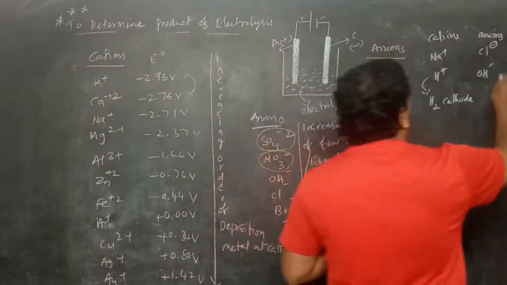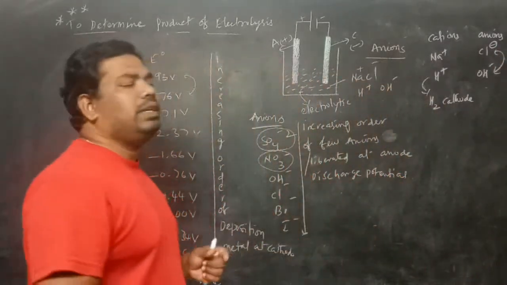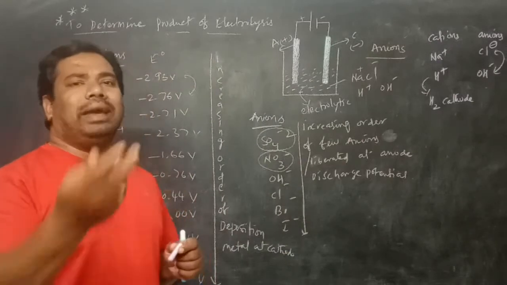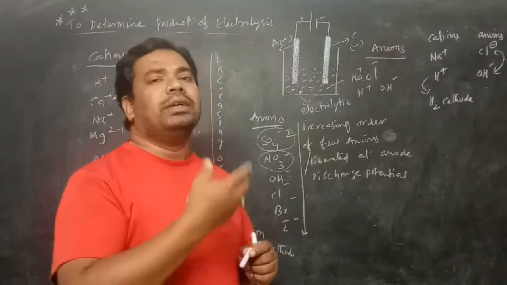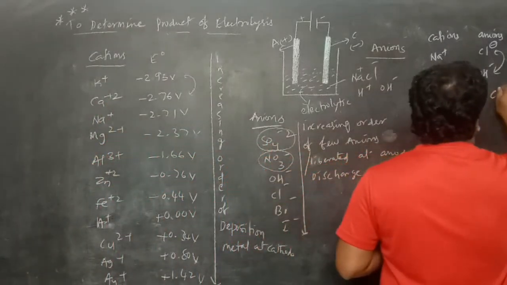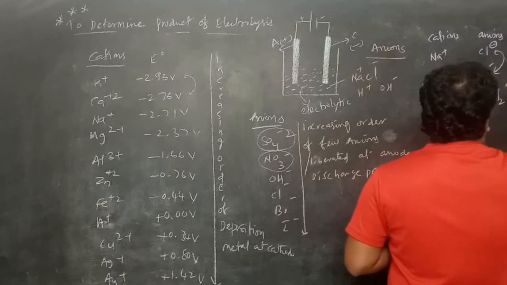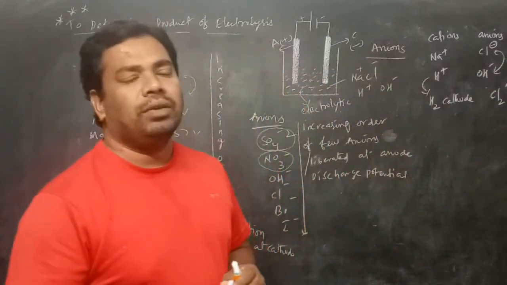And also we know very well about Cl minus and OH minus. The Cl minus is more easily discharged. So the Cl minus discharge potential is greater than the OH minus ion. So therefore Cl2 is liberated at the anode. Cl2 is liberated at the anode. So this is very, very important.